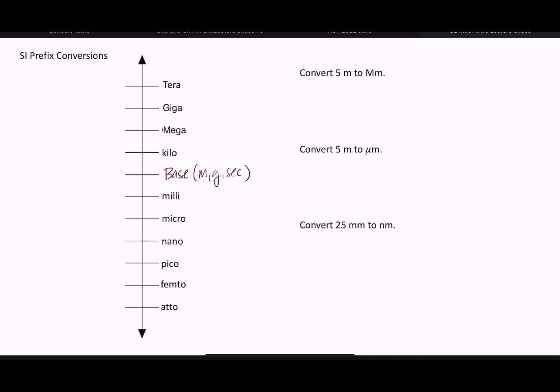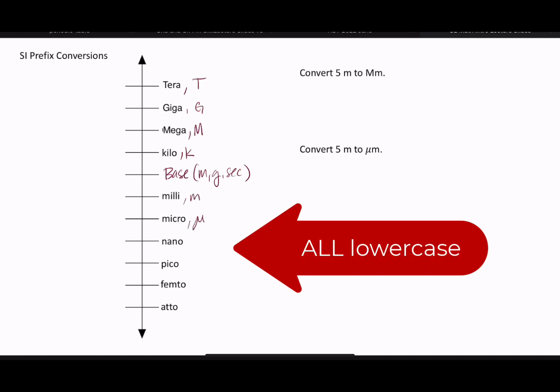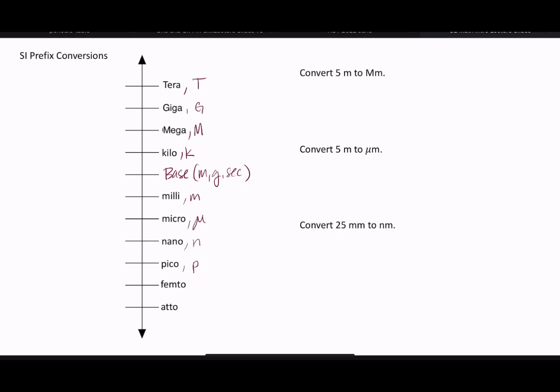So we have kilo, where the abbreviation is a K. We have mega, where the abbreviation is an M. Giga is a G. Tera is a T. Milli is a lowercase m. Micro is a lowercase mu. Nano is an N. Pico is a P. Femto is an F. Atto is an A.